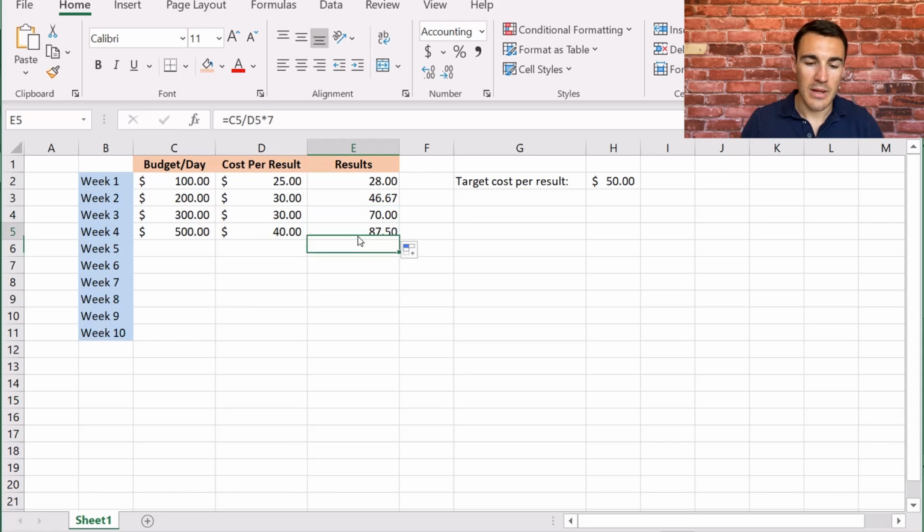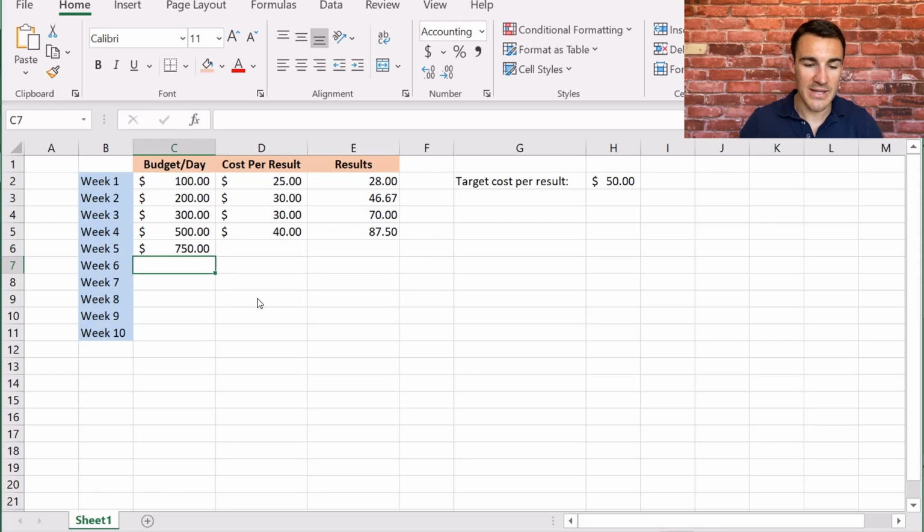Okay. So in that week, we generated 87.5 leads. Yeah, roughly. You can't generate half a lead, obviously, but roughly. Now, yes, our cost per result is significantly higher at $500 a day than it is at $100 a day, but we're generating a lot more results. So instead of 28 results, we're looking at, let's say, 88 results during that week. We're still nicely under our target cost per result.